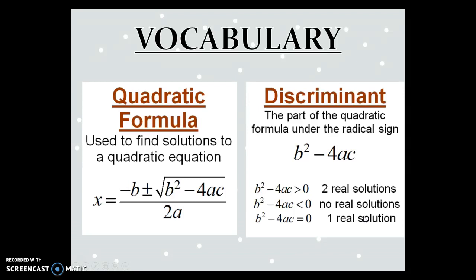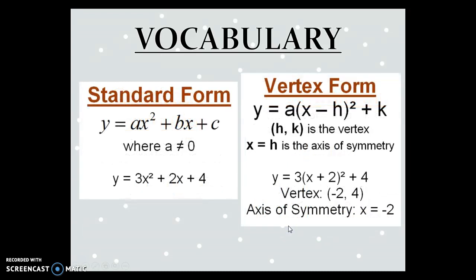Okay, quadratic formula, we went over this and how to use it. First you do this one, then you do what's inside here, and then one on the bottom. Type that in your calculator, hit enter, then divide by the bottom. The discriminant, that's what's inside the radical sign. If it's greater than 0, you have 2 solutions. Less than 0, no real solutions. Equal to 0, 1 real solution.